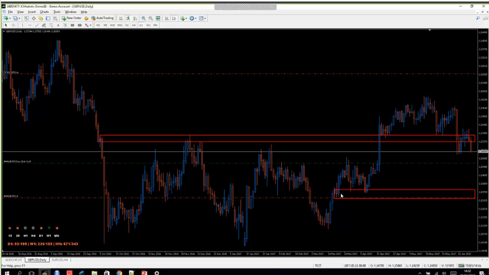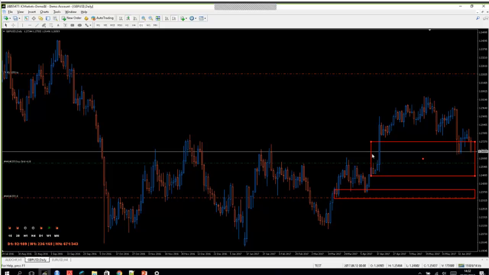like that. So it's been tested once, twice. Price left the second time. We moved higher, accumulated, and then we cut through that one. So this one is gone. We put it here.